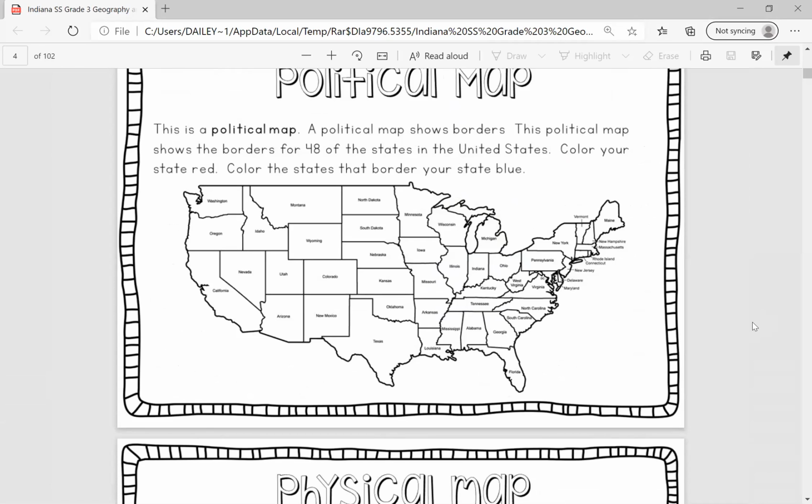Color your state red. Think about what state we live in. Color the states that border your state blue. So we live in the state of Indiana. So we can color in Indiana, and you'll color it in red. And the states that border us are Illinois, Michigan, Ohio, and Kentucky. Those you will color blue. Let's keep going.